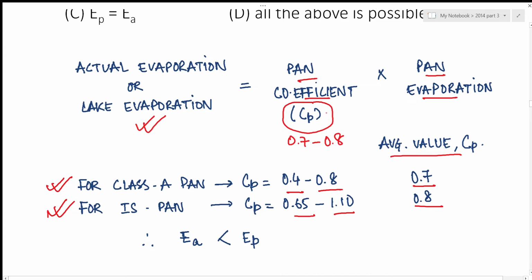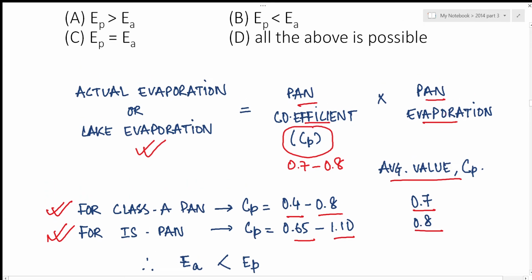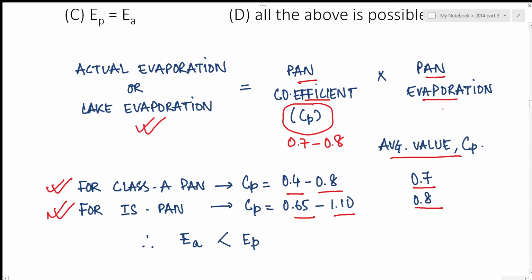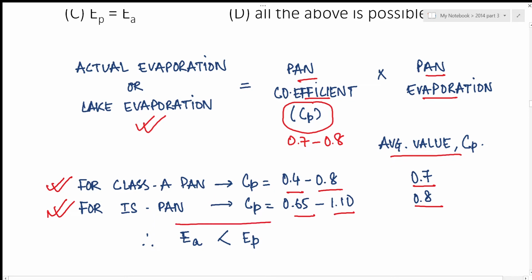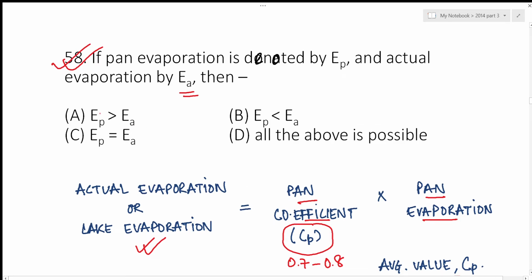From this, you can clearly understand that pan evaporation is always higher than the actual evaporation. So the answer for this particular question should be A, EP is greater than EA.